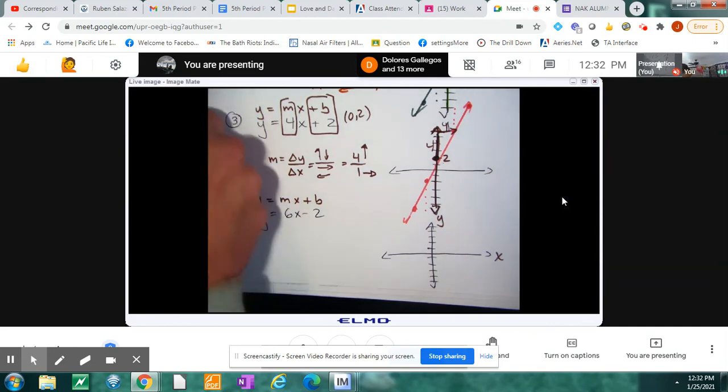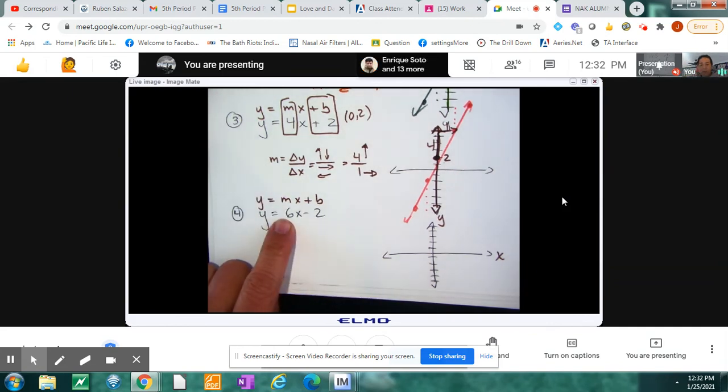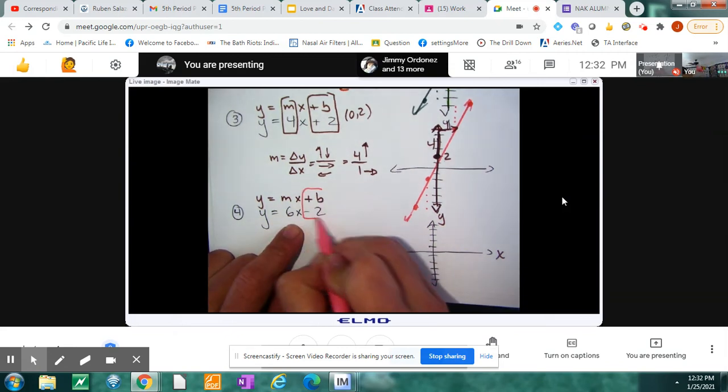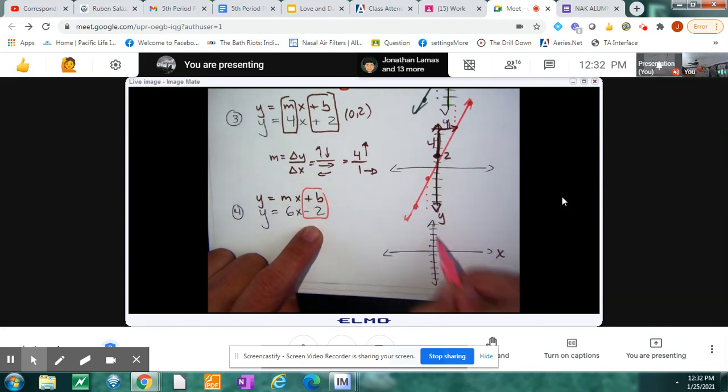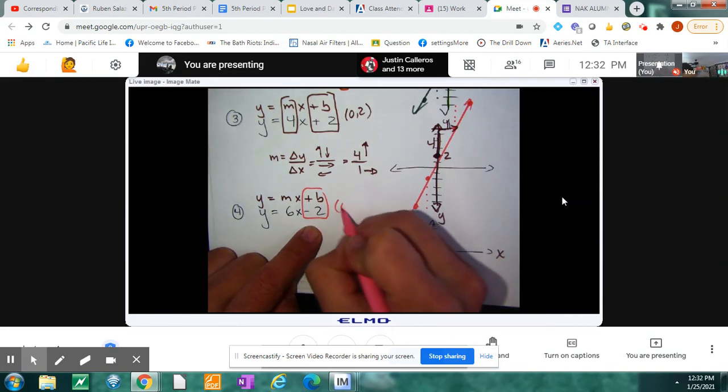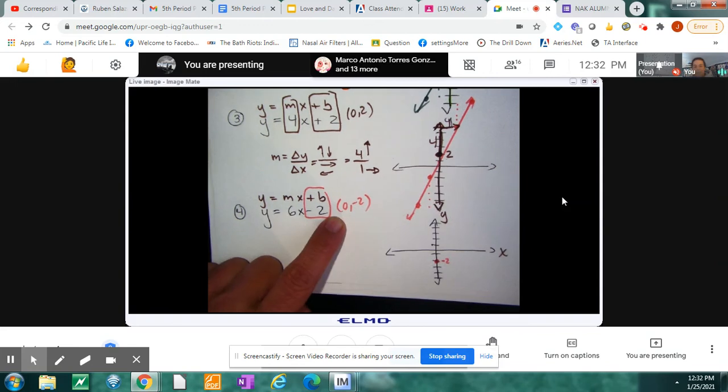We start with your m or your b? Well, m is first. No, no, no, no. The b is always your starting point. It's always on your y, so negative 2, negative 1, negative... it's right here, negative 2. Okay, negative 2. And then what's my coordinates? 0, comma, negative 2. That's what it means.